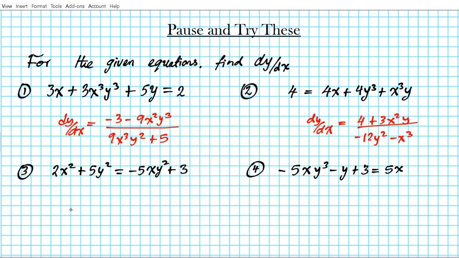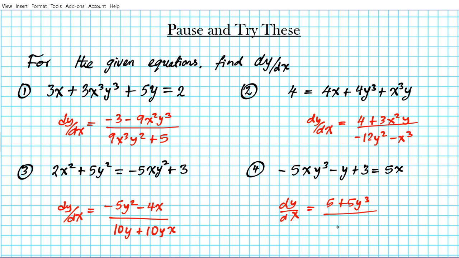Number 3, the derivative is negative 5y squared minus 4x divided by 10y plus 10yx. And then for number 4, dy/dx is equal to 5 plus 5y to the third divided by negative 15xy squared minus 1.